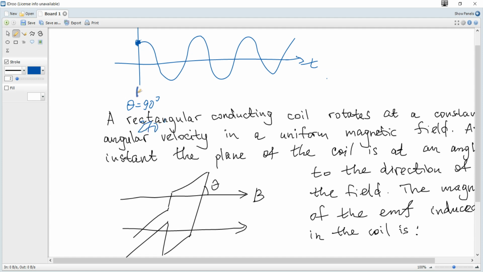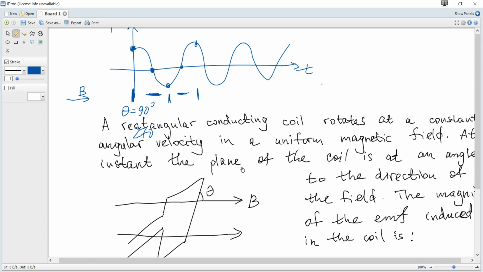So when the coil is perpendicular to the B vector, the magnetic flux is maximum, and here the magnetic flux is 0, so the coil is parallel to the lines of the field, and so on. And also here perpendicular, parallel, perpendicular, and so on.